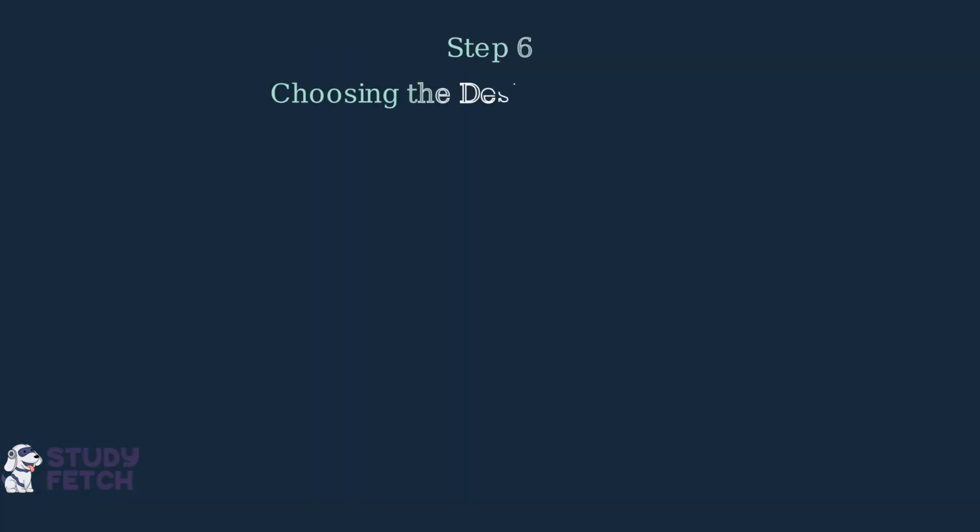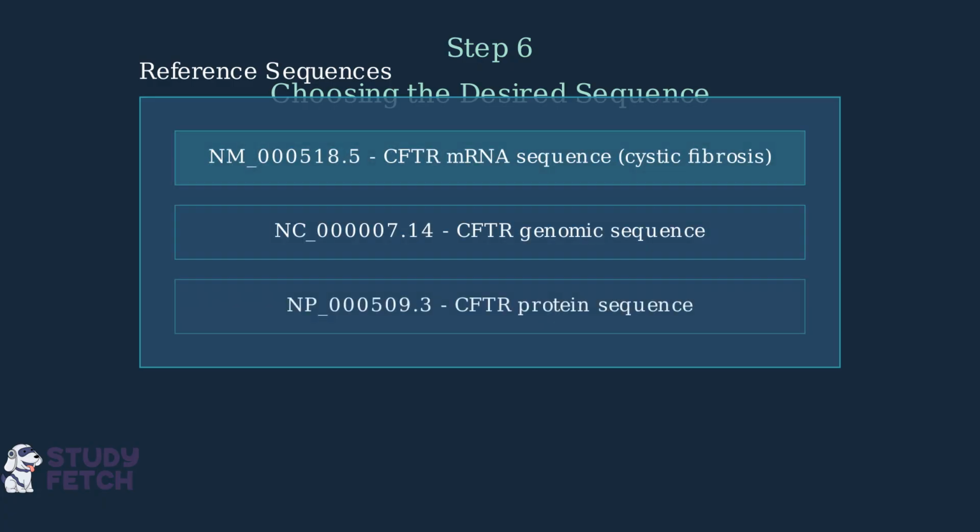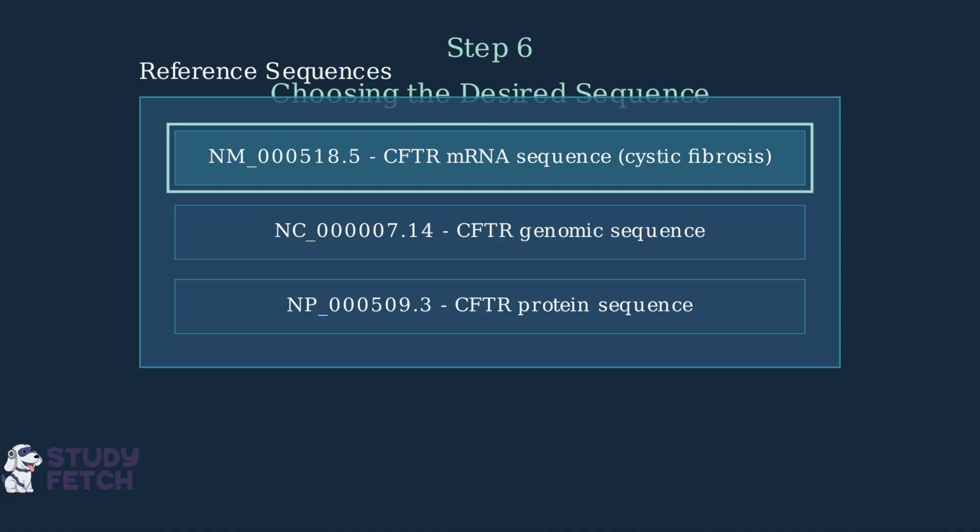Now we're at step 6, choosing the specific sequence we need from the reference sequences section. In the Reference Sequences section, you'll typically see multiple sequence options for your gene of interest. Each option represents a different type of sequence, such as mRNA, genomic DNA, or protein sequences. To choose your desired sequence, simply double-click on the name or ID of the sequence you need. Let's look at what sequence data looks like once you make your selection. This shows an example of the detailed sequence information you'll access, including both DNA and protein sequence data.